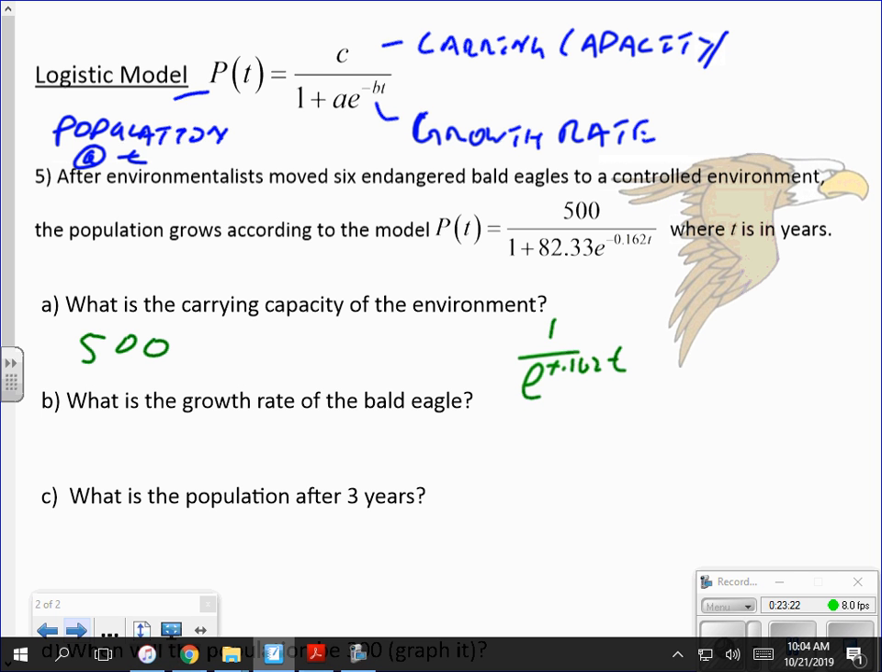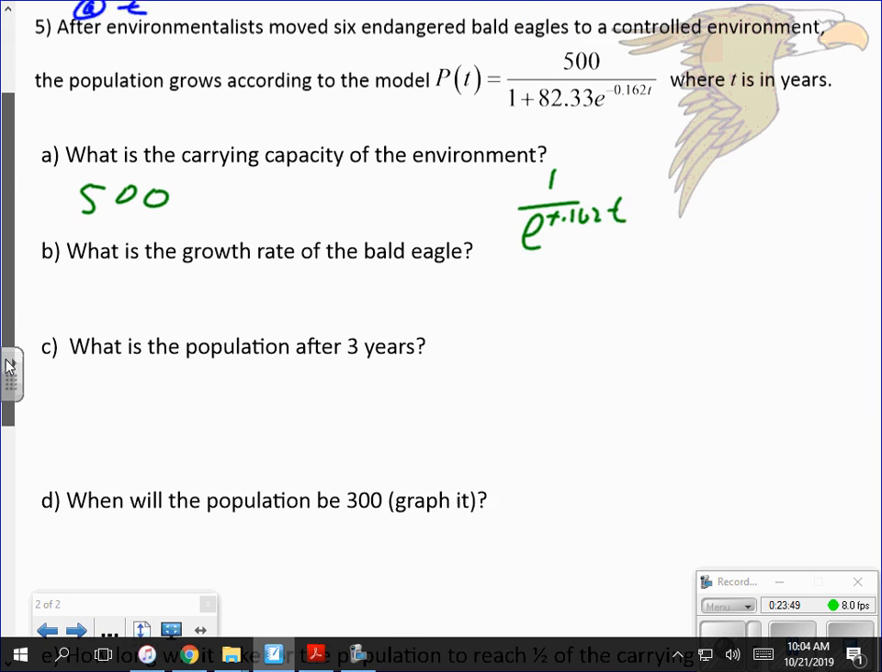As t gets much, much larger, 20 years, 30 years, 40 years, 50 years, 100 years, what's happening to this number on the bottom? This is getting really big. What's happening to this whole thing? It's getting really, really small, getting close to 0. And 83 times something that's getting really close to 0 eventually becomes 0. So what do I have? 500 over 1 plus 0, which is 500. So mathematically, you can see where the 500 works: it's what it's going to be over a long period of time. That's the limit.